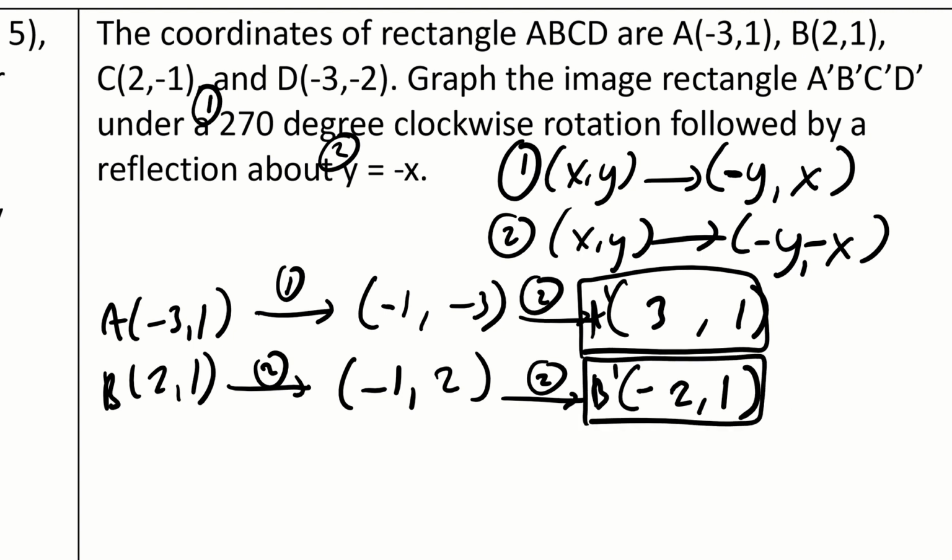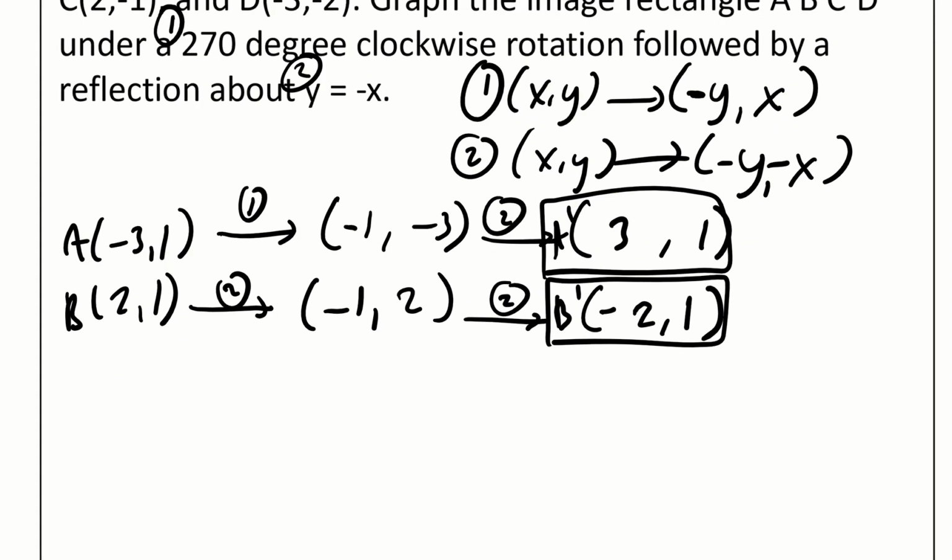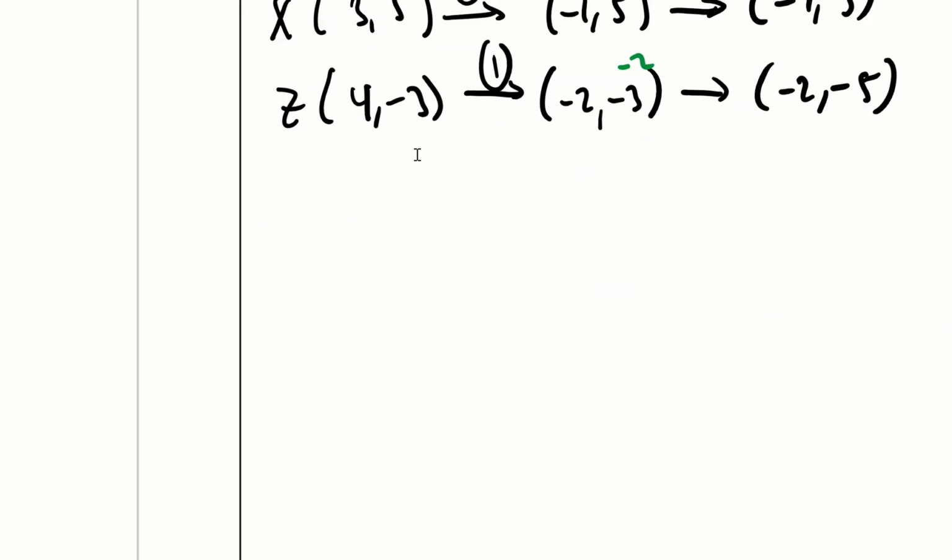So these are my 2 coordinates, okay? And then go ahead and apply the same process for the next one. Now you can see that the pattern here is that you just negate the first coordinate, right? You can see that pattern there. Okay. All right, so let's look at the next problem here.